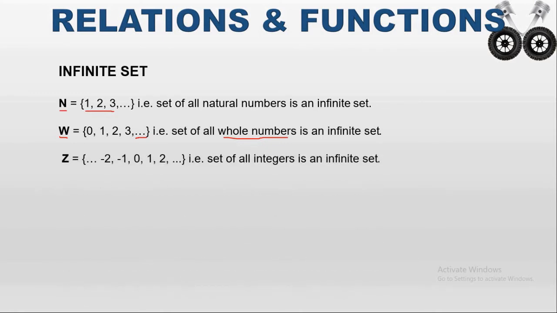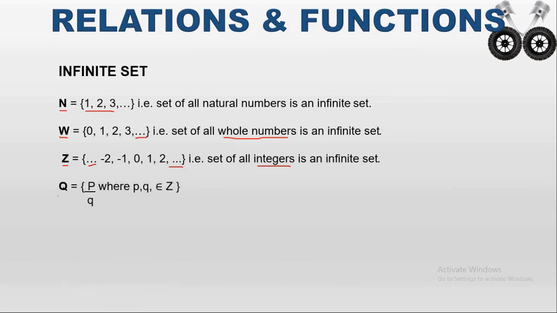The next one is Z. Z is the integers. The integers have both the negative numbers as well as the positive numbers. The negative numbers start from minus infinity, so the negative numbers also do not end. You have to start with three dots. Then you can write -2, -1, 0, 1, 2. The positive numbers also do not end; there are infinitely many positive numbers. So that should be represented by the three dots.